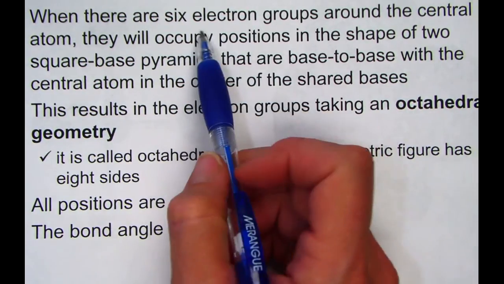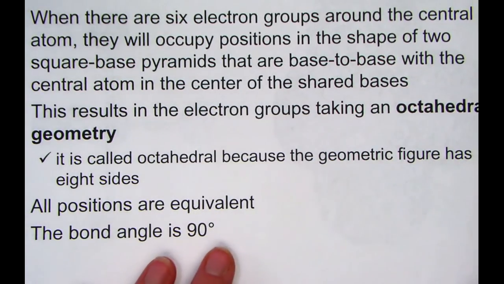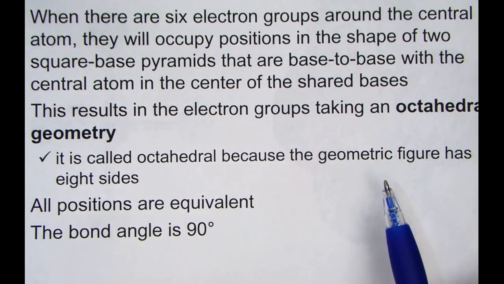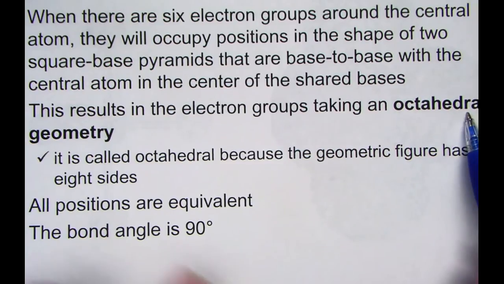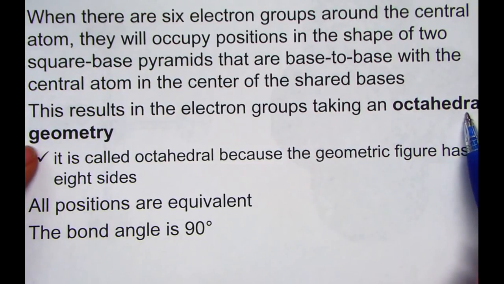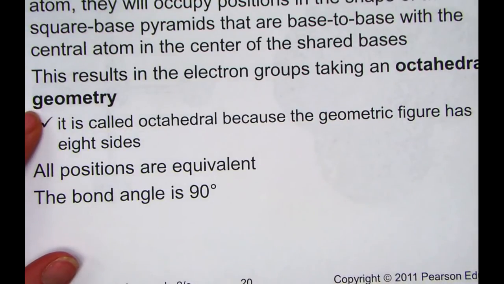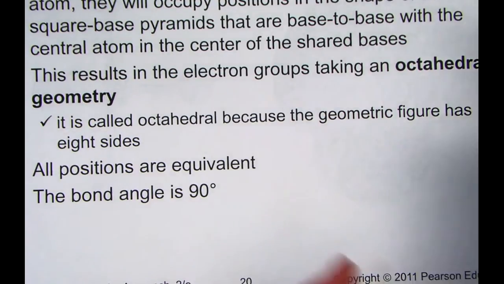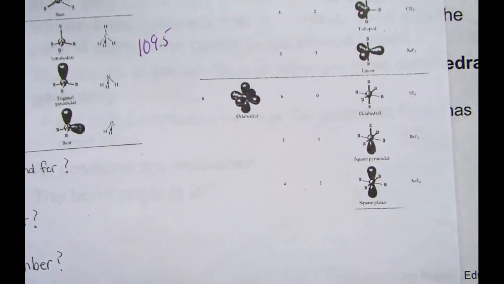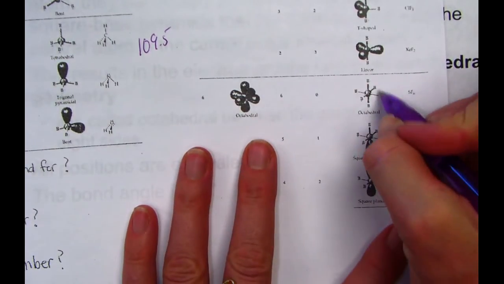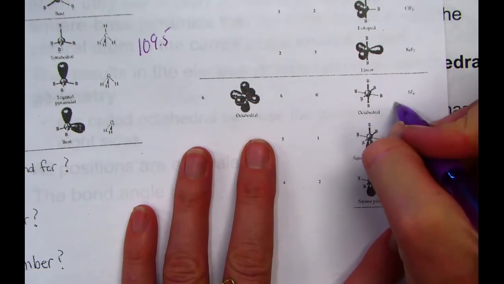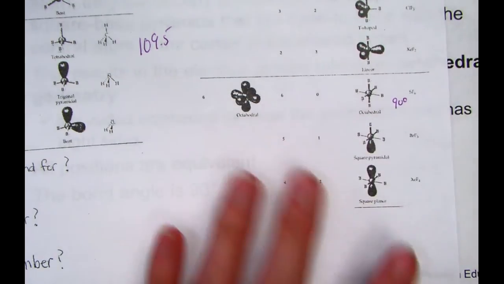So when there are six electron groups around the central atom, and again, we've expanded the octet around the central atom to create room for six bonded pairs, we'll see it takes the shape of octahedral geometry. All positions are equivalent and give us a 90 degree bond angle. Putting this back on the screen, we can see between any position, we would have a 90 degree bond angle.